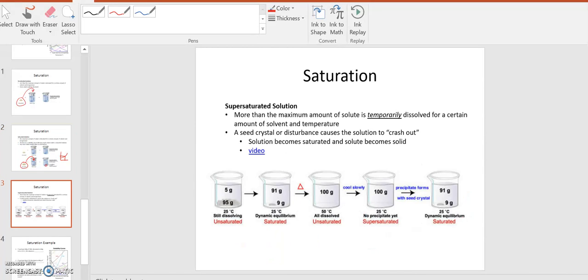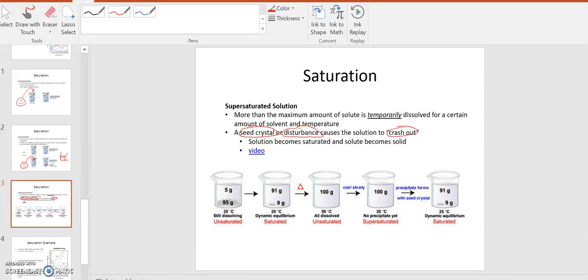And finally, we have supersaturated solutions. A supersaturated solution is pretty rare. These don't happen that often. But this is when you have temporarily more than the maximum amount of solute dissolved for a certain temperature. For just a little while, you can keep everything dissolved, until you get what we call a seed crystal or some sort of disturbance that causes the solution to crash out, or crystallize out, might be the term you see.